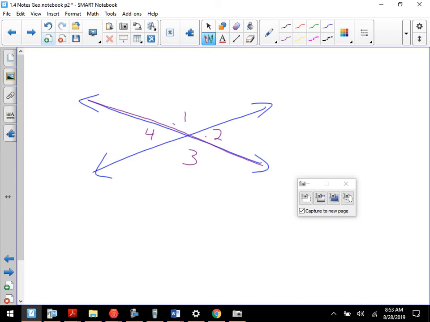What about 2 and 3? Same thing. 3 and 4? Same thing. What about 4 and 1? Same thing. Now, as you go through all of these things, I'm going to use a real generic example. I'm going to say that angle 1 is 105 degrees. And now I'm going to back out my other angles real quick so we can see what's going on.